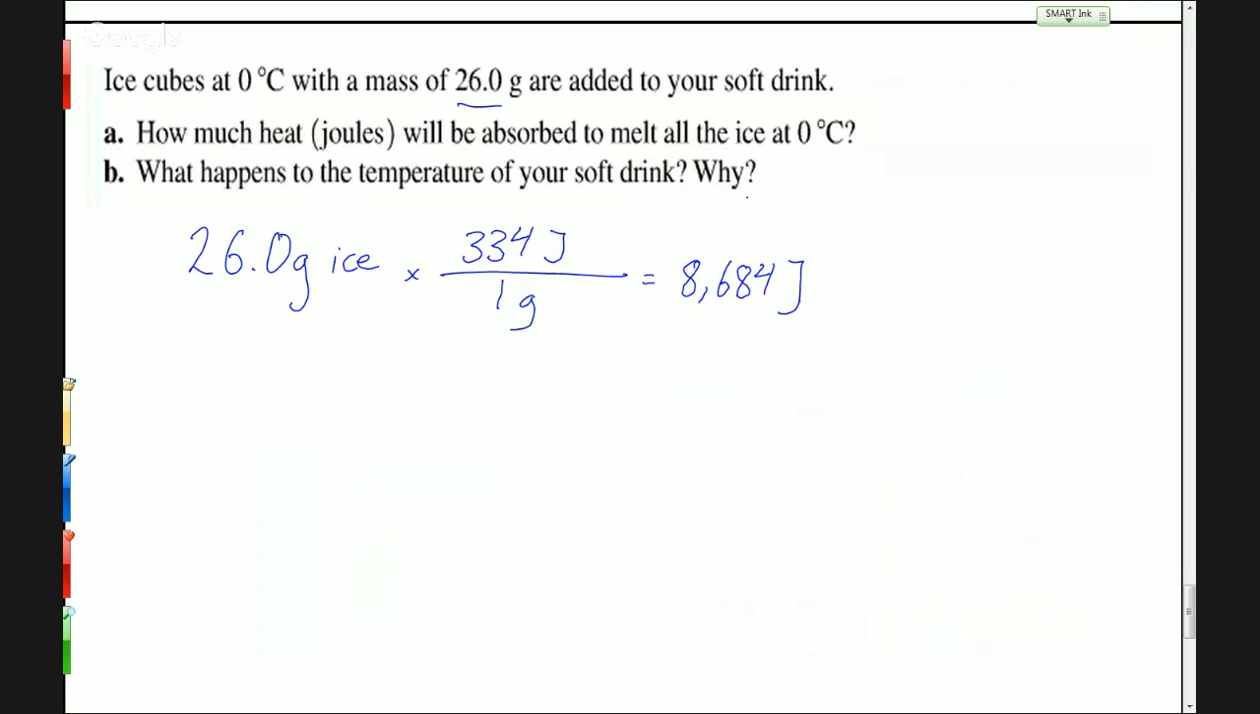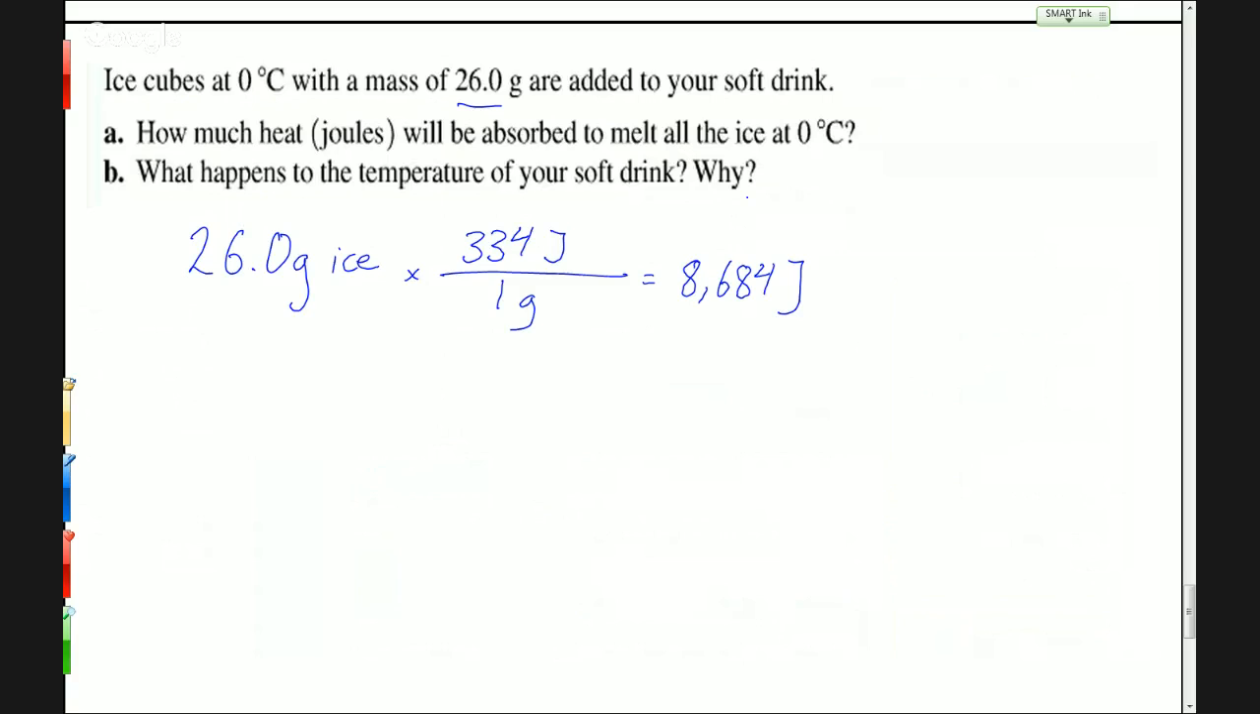The water will change, the ice will change. Yes, but what happens to the drink, to the temperature? The temperature decreases, right? Yeah, it goes down, it gets cold. Why? Because the ice takes the energy inside. Mm-hmm. That's right.